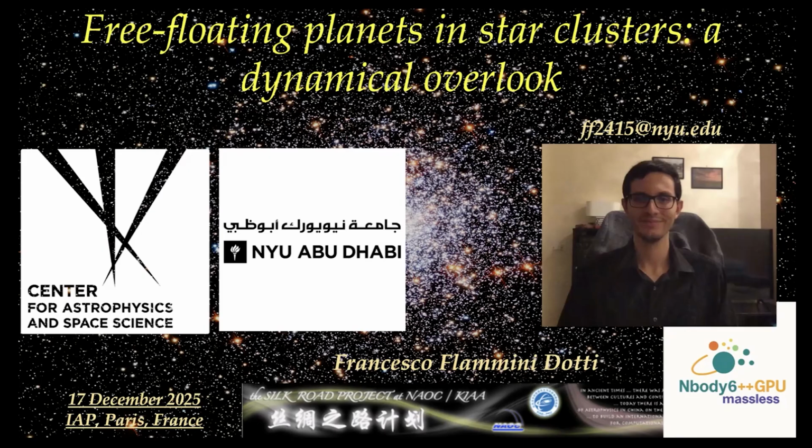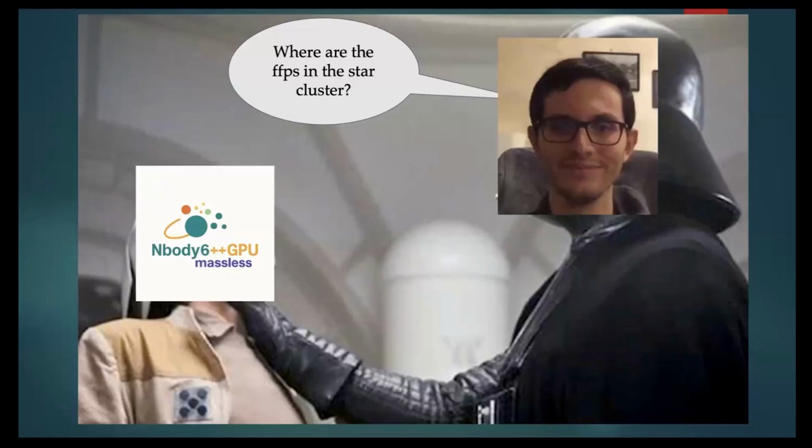So let's go into a very different kind of talk. Here I will have a more dynamical talk about star clusters and free-floating planets. First of all, I present to you Nbody6 massless, which I very calmly ask to give me some answer about where the free-floating planets are in a star cluster. If I dynamically evolve them, where should I find them?